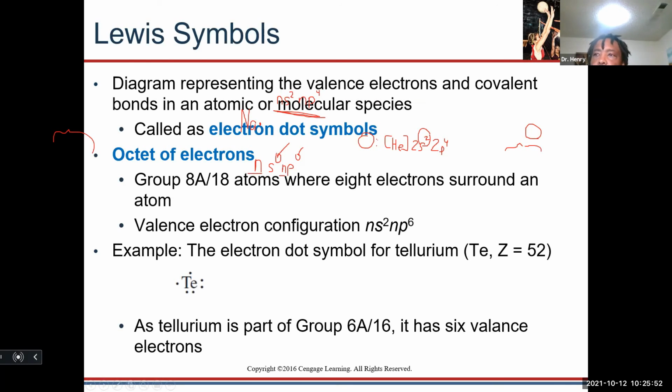Okay, so we've already talked about the Lewis symbol. Again, this is called the electron dot symbol, or the Lewis dot structure. Okay, and so again, you want to put the number of valence electrons around it. So tellurium is in group 16. It has 2 valence electrons in the s, and it has 4 valence electrons in the p. So then it has 6 valence electrons total, right?